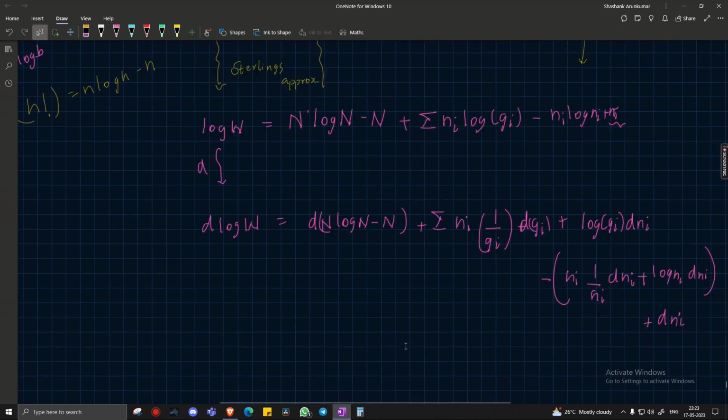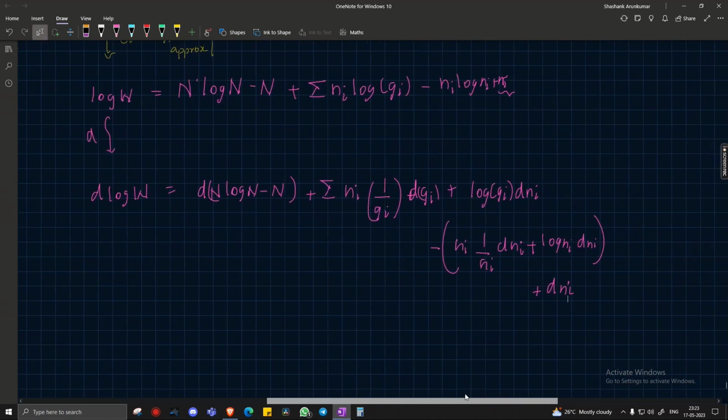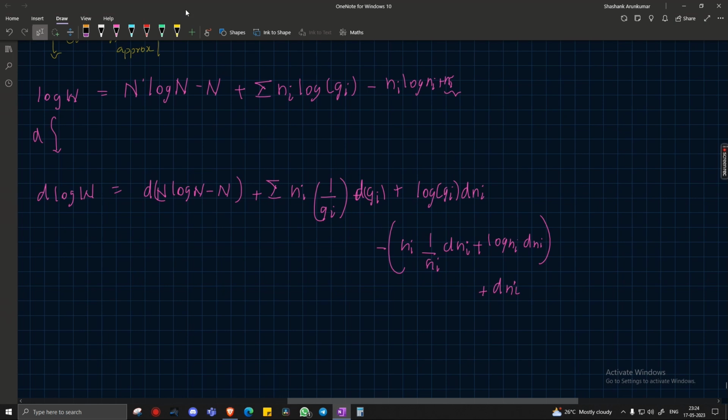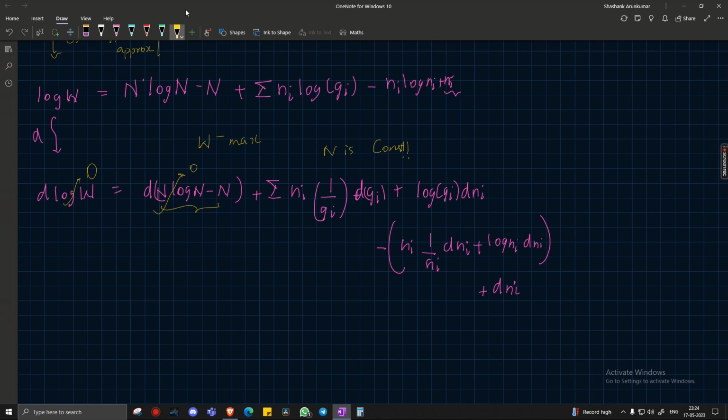Now there's a very important thing that we need to remember. Here we're taking the system at equilibrium state where log w is maximized. So the differential of log w will be equal to 0. So the left hand term becomes 0. And also the first expression on the right hand side, because n cannot change with the total number of particles in the system, the differential will be 0. So that first part also becomes 0.